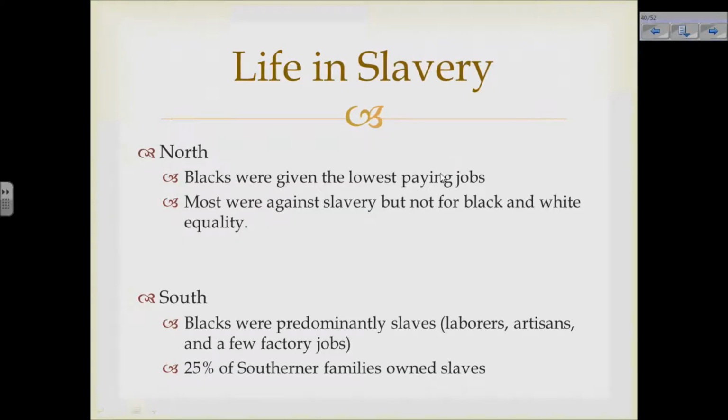Now, life in slavery, or if you were an African American or a black at the time, what you could expect given the region of the country that you lived in. If you were in the North, blacks usually received some of the lowest paying jobs. There were very limited numbers of slaves. And the mindset of most Northerners at the time, most of them are against slavery, or more specifically the extension of slavery, like we talked about with certain political parties, but definitely not for white and black equality. In the South, if you're black or an African, you're predominantly a slave, and these would differ between laborers, artisans, and a few factory jobs. 25% of Southern families owned slaves, so roughly a quarter of the South had immediate ownership of slaves.